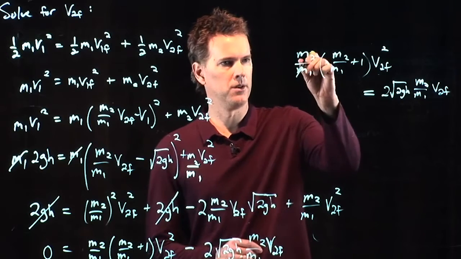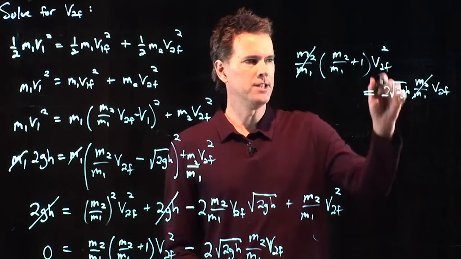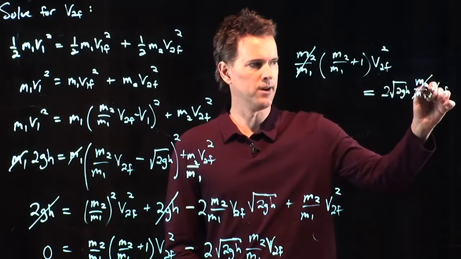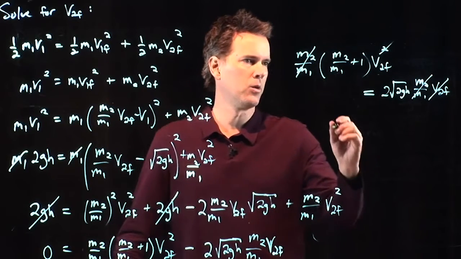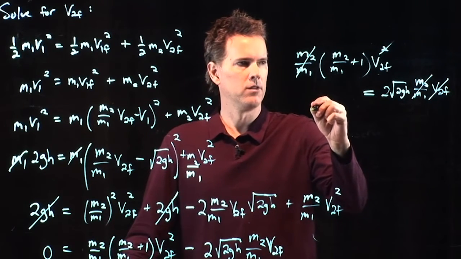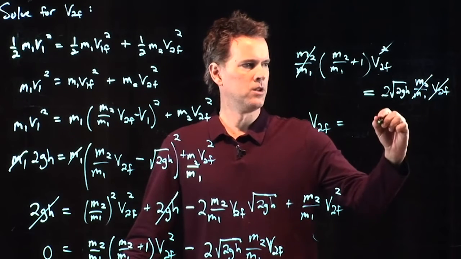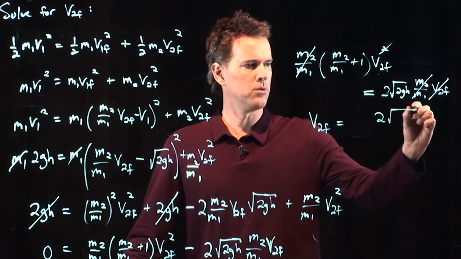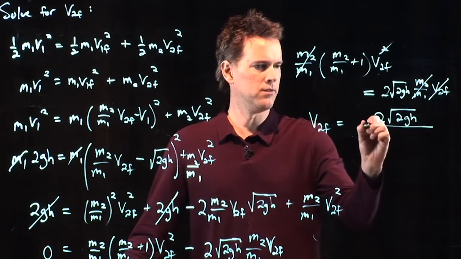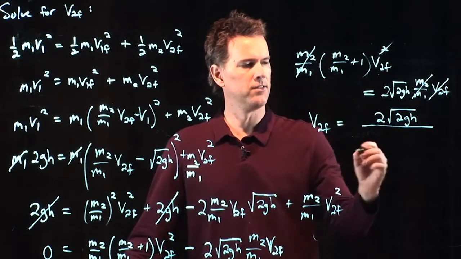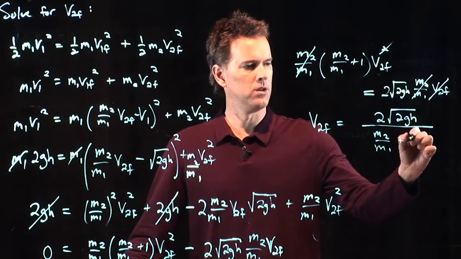m2 over m1 on both sides, that's gone. v2f squared over here, v2f over there. Divide out one of those. And so our equation now becomes the following. v2f equals 2 square root 2gh divided by this stuff, m2 over m1 plus 1.